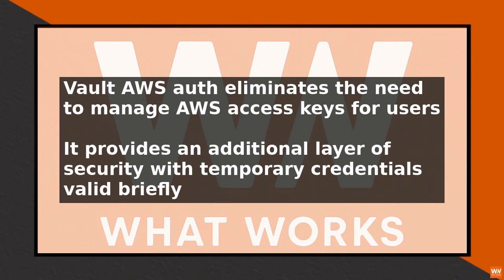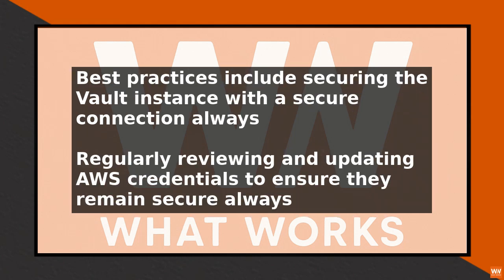To illustrate the concept of Vault AWS Auth, let's consider a practical example. Suppose you have a development team that needs to access an AWS S3 bucket to retrieve application configuration files. Using Vault AWS Auth, you can configure Vault to authenticate with AWS using the development team's AWS credentials. Once authenticated, Vault will obtain temporary AWS credentials that the development team can use to access the S3 bucket.